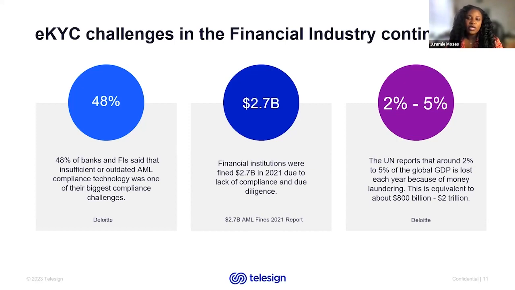Well, it's because about 48% of banks and financial institutions struggle with insufficient and outdated know your customer and anti-money laundering compliance technology, which leads to additional fines. In 2021, financial institutions were fined $2.7 billion due to lack of compliance and due diligence. And the UN reports that around 2 to 5% of the global GDP is lost each year because of money laundering. This is equivalent to about $800 billion to $2 trillion.